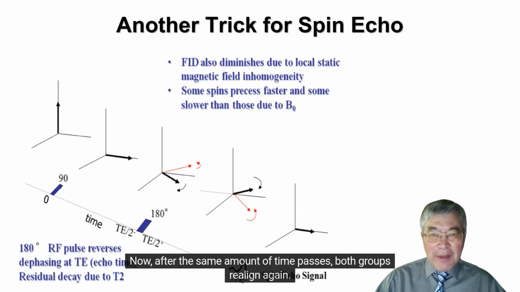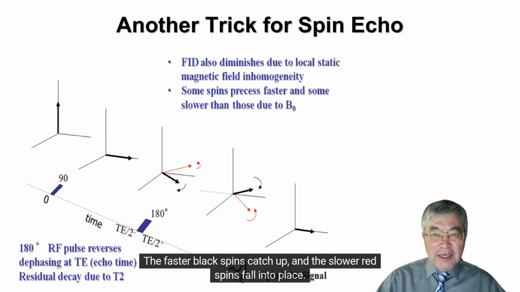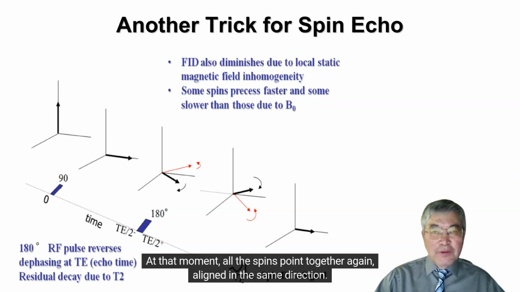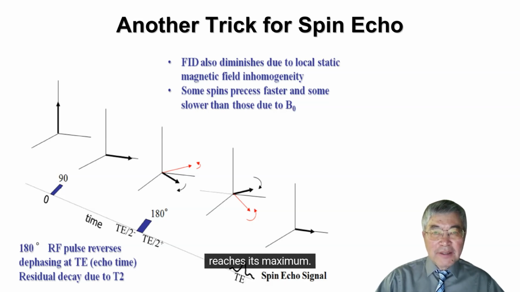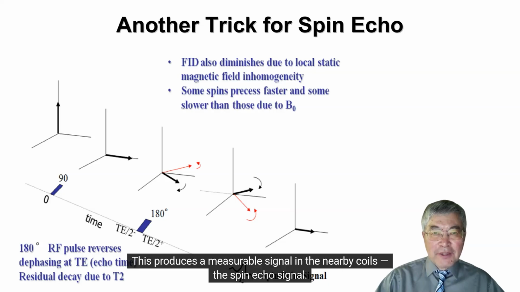Now, after the same amount of time passes, both groups realign again. The faster black spins catch up, and the slower red spins fall into place. At that moment, all the spins point together again, aligned in the same direction. Because they are all aligned, their contributions add up constructively, and the transverse magnetization reaches its maximum. This produces a measurable signal in the nearby coils, the spin echo signal.